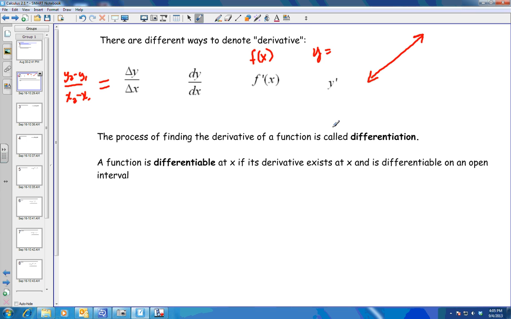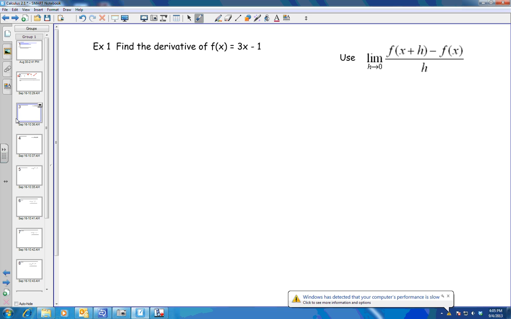Okay, the process of finding the derivative of a function is called differentiation. And a function is differentiable at x if its derivative exists, and differentiable on an open interval. We'll talk more about that later. But basically, if I say, is it differentiable, that means, does it have a derivative? Can you find the derivative? Okay, remember, derivative means the rate of change of something. And back in that first video that you watched, it talked about the rate of change of the tangent line and finding its slope. So it also showed you this formula that we're going to be using.